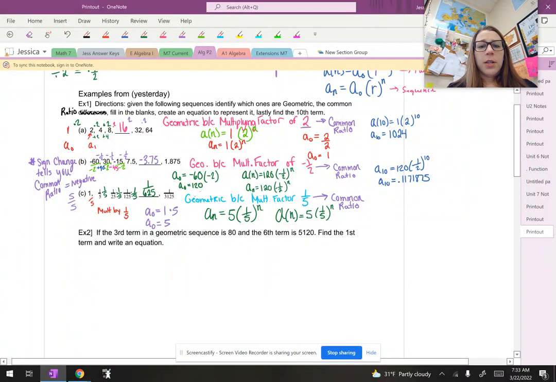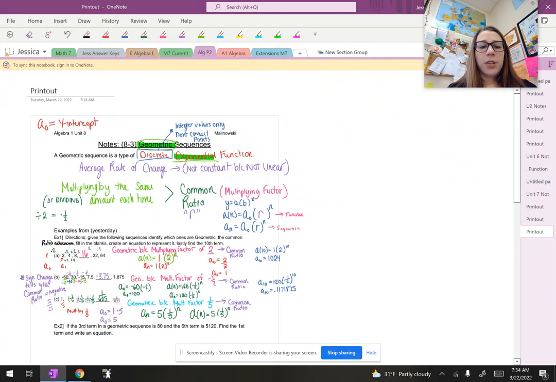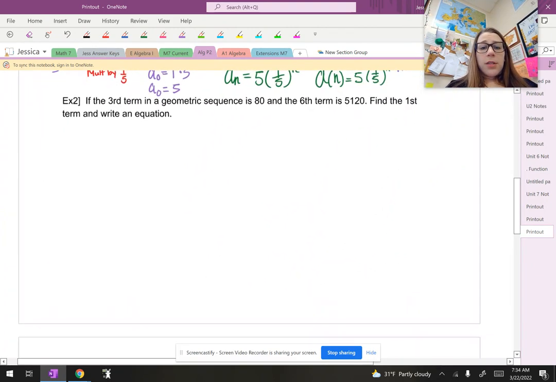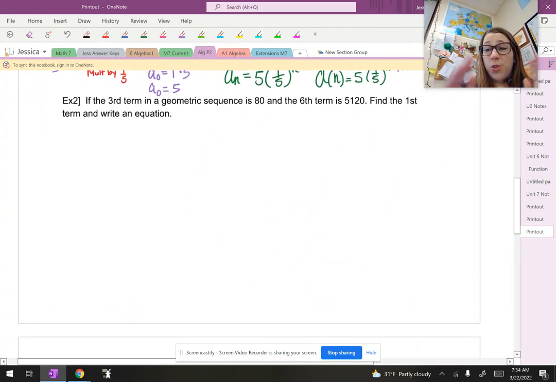Okay, second example here on algebra notes for 8-3, geometric sequences. This one is one of those problems where they don't give you two consecutive terms, two terms right in a row. So you have to do a little math, a little equation solving to figure out that common difference, in this case, the common ratio.